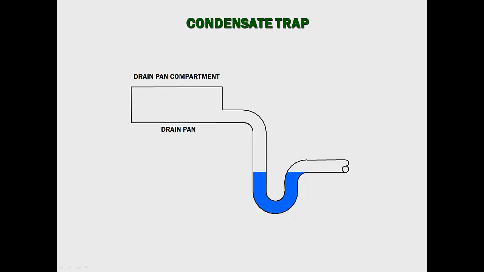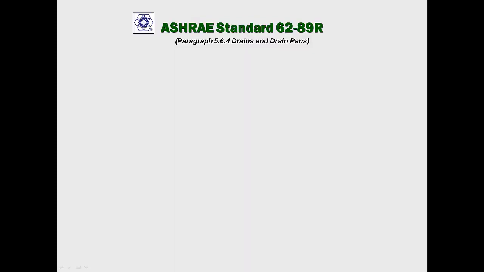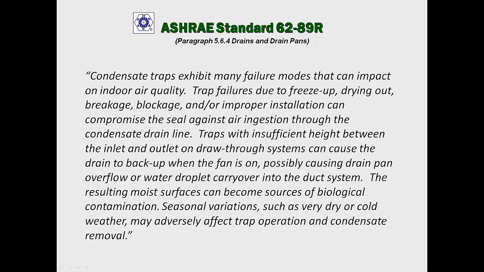In theory, the condensate trap appears to be a simple and economical drain seal. In practice, however, it exhibits so many failure modes that it imposes unacceptable damage and contamination on the entire air conditioning system and the building. Many of these critical failure modes were identified by ASHRAE in their standard 62-89R, which discusses drains and drain pans in paragraph 5.6.4. What ASHRAE standard 62-89R says about condensate traps is quoted as follows.